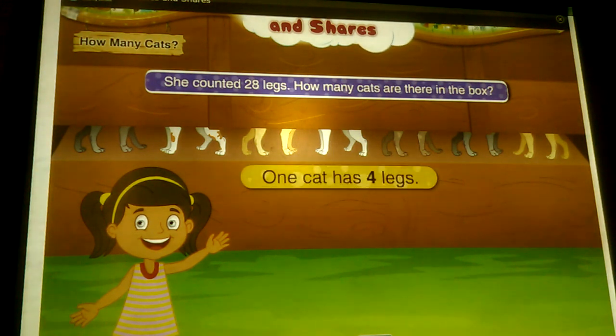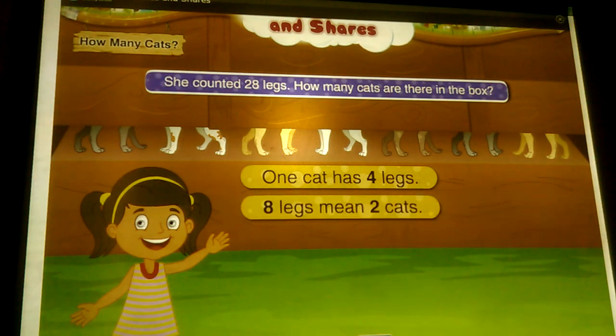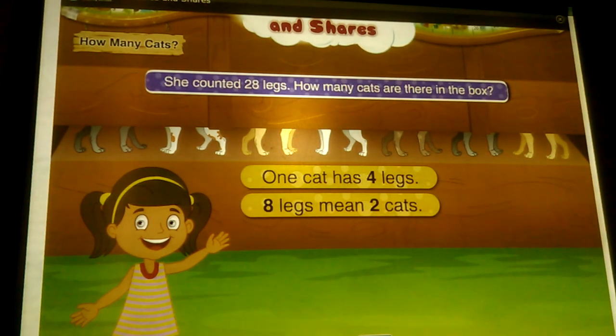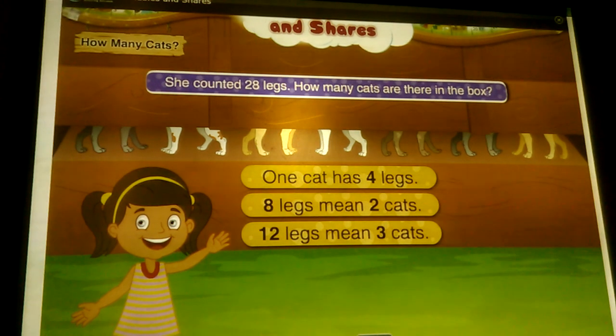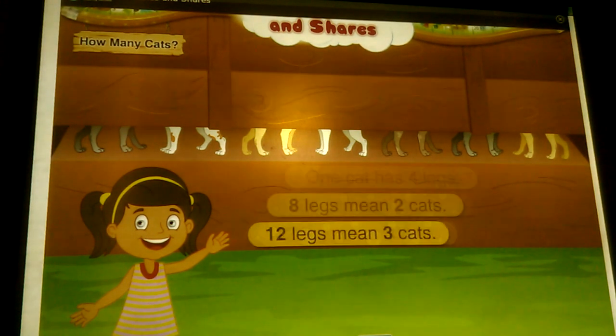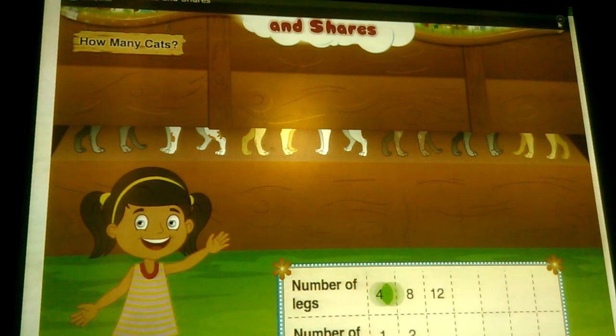One cat has 4 legs. Gayatri says 8 legs means 2 cats. 12 legs means 3 cats. A table is given here. In the first row, the number of legs 4, 8, 12 and 4 empty boxes are given.